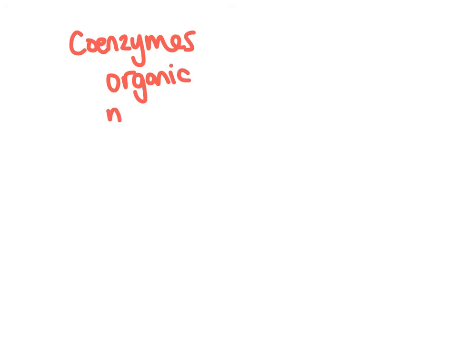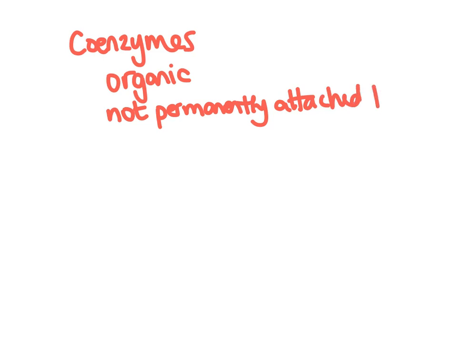The other type of cofactor is coenzymes. Again, they're non-protein groups. They're organic, so they contain carbon, and they are not permanently attached to the enzyme. Their function is to help the enzyme and the substrate bind with each other.